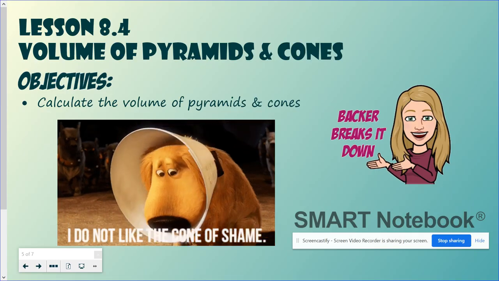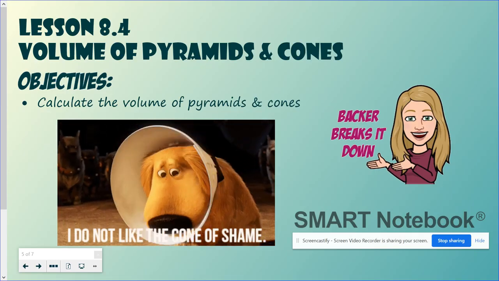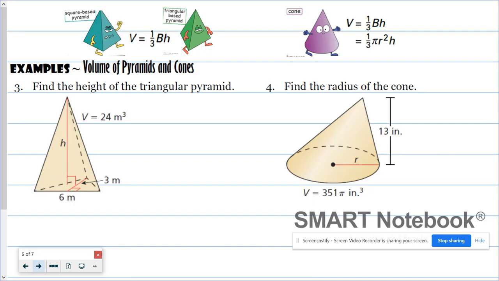In this episode, we continue to work with volume of pyramids and cones. So just to remind you, volume of a pyramid can be found by calculating 1/3 area of the base times the height. Volume of a cone can be found the same way. Since the base is a circle, we can be a little bit more specific. We can say the volume is equal to 1/3 pi r squared times h.